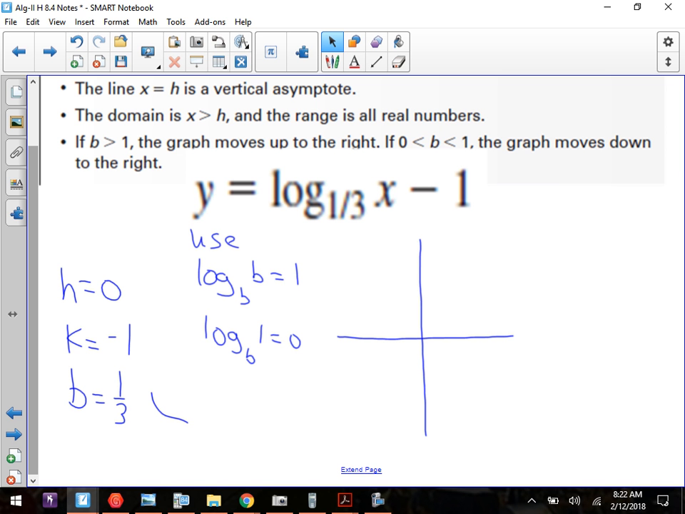So if I use 1 for x, log base 1/3 of 1 equals what? Well, any log base of 1 always equals 0. Okay? So I know that if I choose for an x value of 1, I get log base 1/3 of 1 equals 0. I'll shift this in a second. So just here gives me my first ordered pair, 1 and 0.